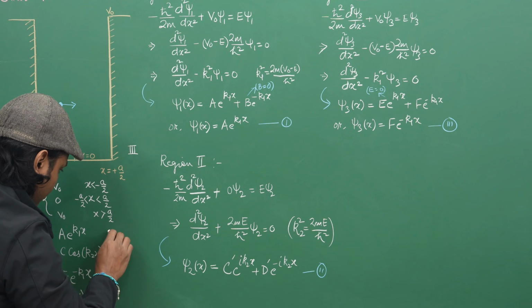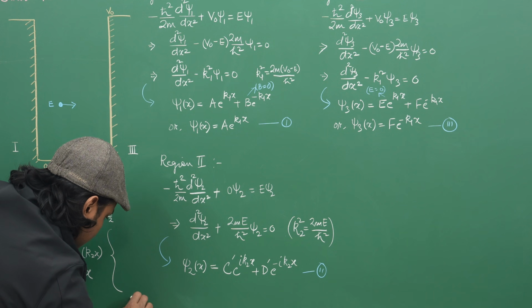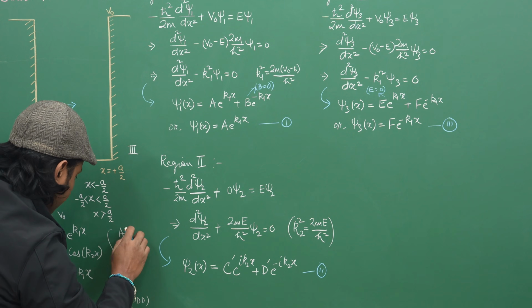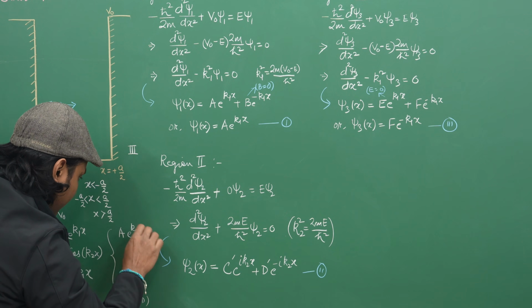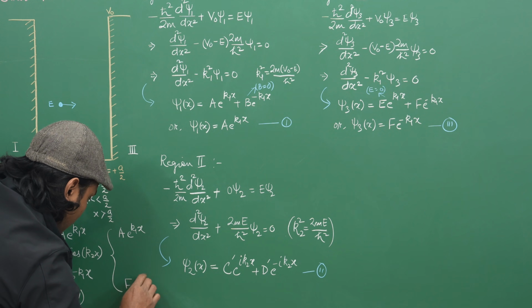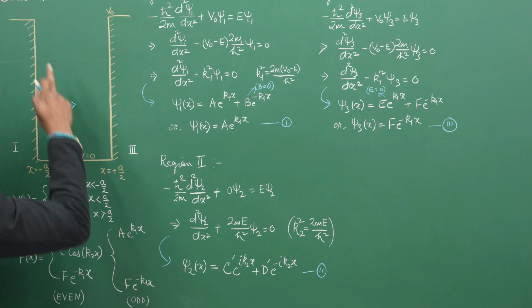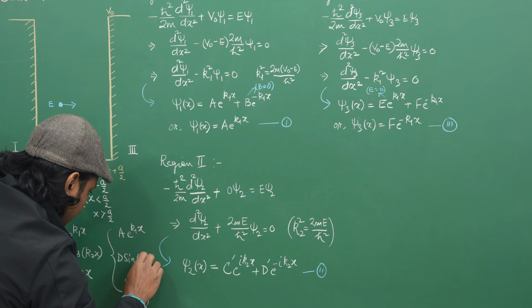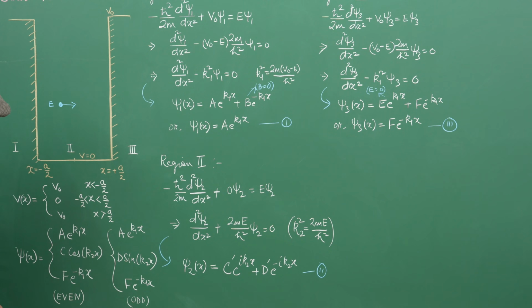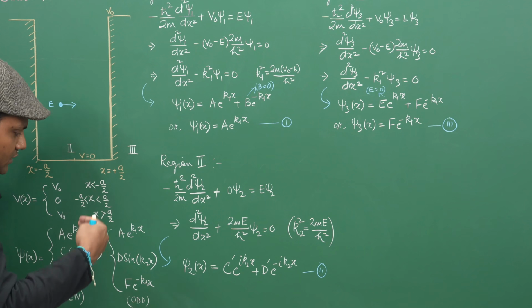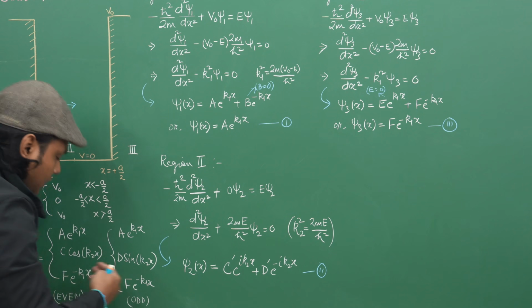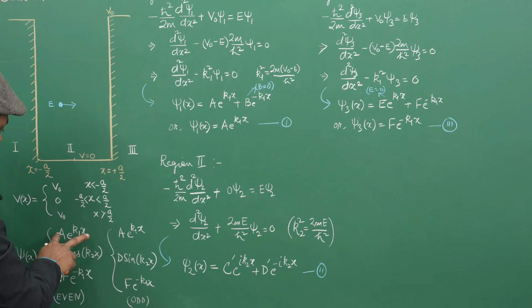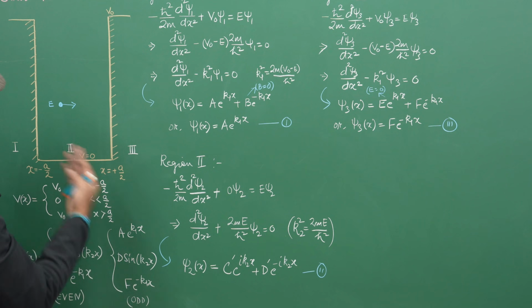Similarly, the odd eigenfunction solutions in region 1, 2 and 3 are the same for region 1 and 3. So A e to the power k1x and F e to the power minus k1x, but in region number 2 we will have D sin k2x. That's it. All right, does it make sense? So we have alternating even and odd eigenfunction solutions for the well, with the solutions for region 1 and 3 being the same for both the cases.